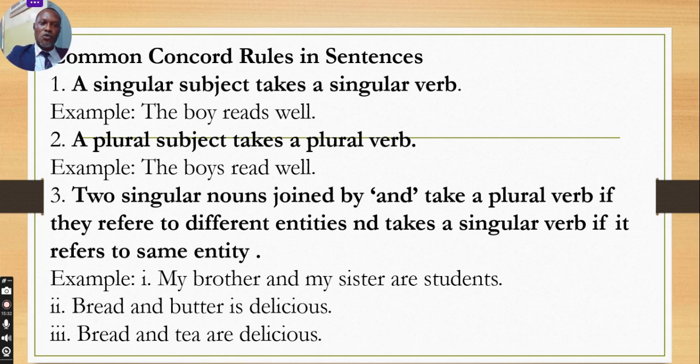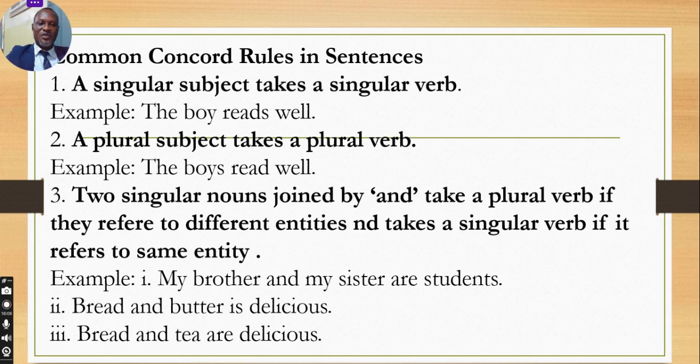Please, for those of you who usually confuse yourself or write grammatically incorrect sentences on social media, I want you to learn this. Pay attention to this. You are learning this for free now. So the boy reads well, not "the boy read well." Remember, the boy is a singular person, and then it takes a singular verb. The singular verb is with S. A plural verb is without S. Is that understood? All right, let's move on.